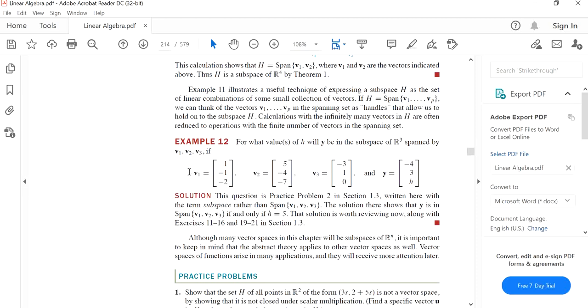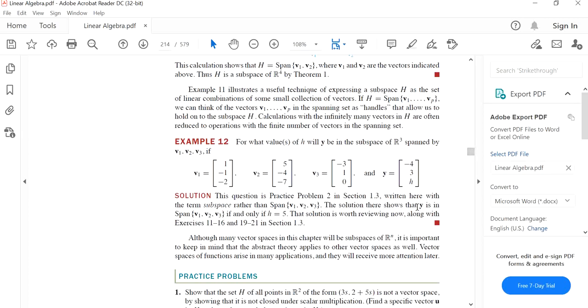Let's say you want to rewrite this in some form. You just want to show that this is in the span of these three vectors, right? So let's say you took the coefficients as x1, x2 and x3, and then you can just equate that to this. You'll get a set of three equations: x1 plus 5x2 minus 3x3 is negative 4, and so on. And you can solve them to show what value of h will lead to y being inside that subspace of R3.